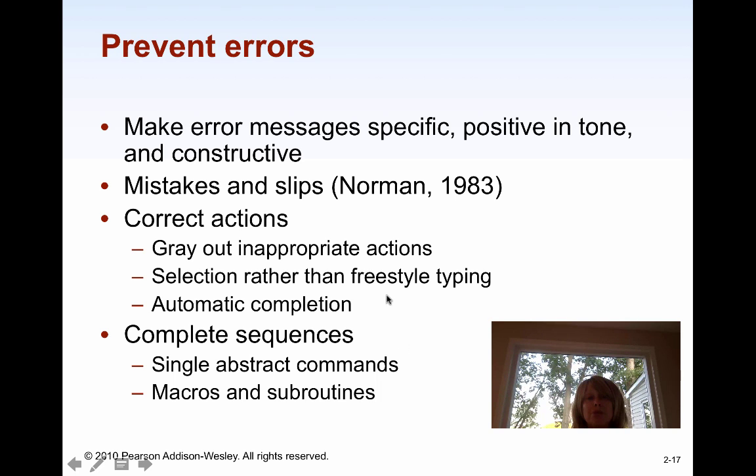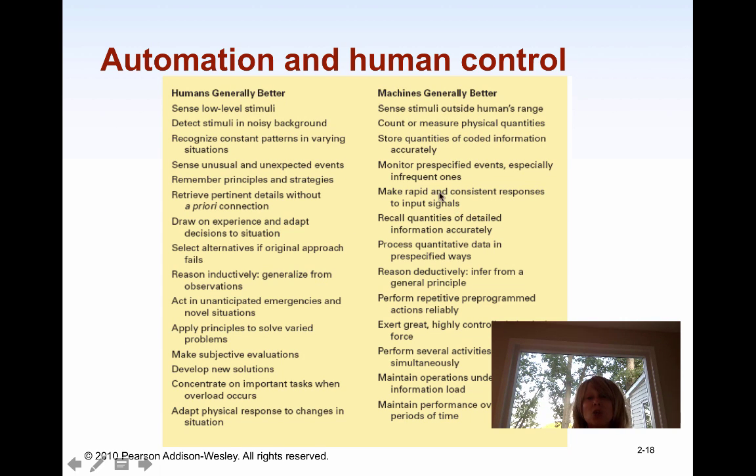Okay, so we talked a bit about preventing errors. This is one of my favorite things, automation versus human control. Humans generally are better. They detect stimuli in a noisy background. We have senses. We're able to utilize greater ability, not just eyes, but we can feel things, we can smell things, we can hear things. Whereas machines can't do it. They are programmed to do a particular function, and the house could be burning down, but they won't know.